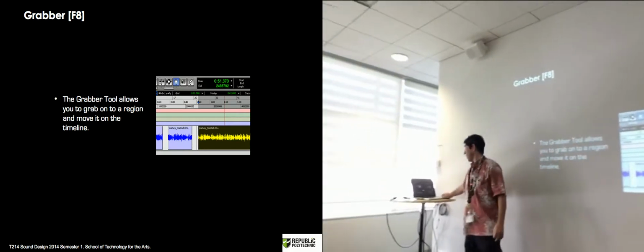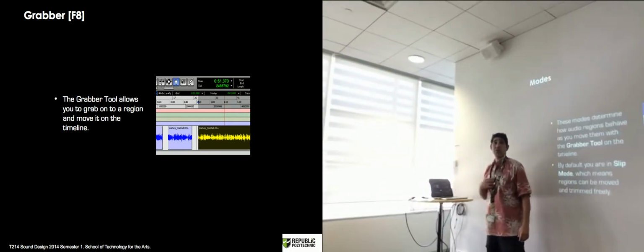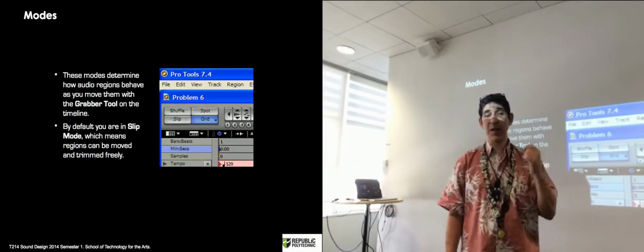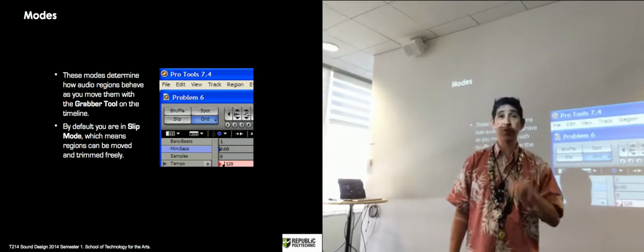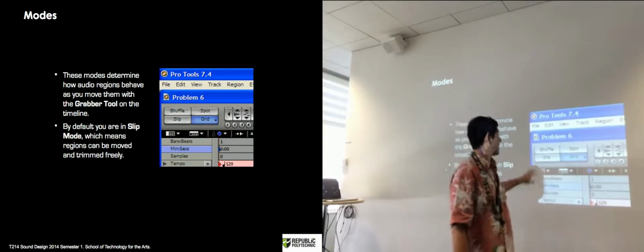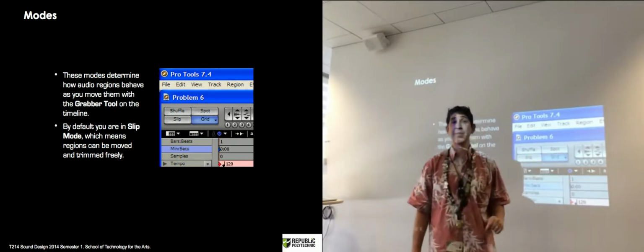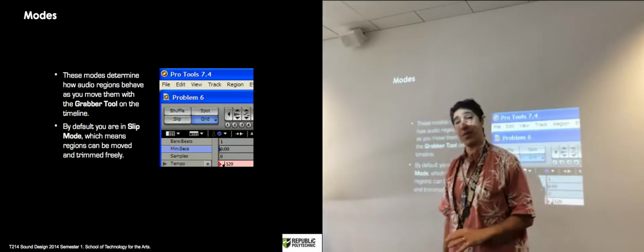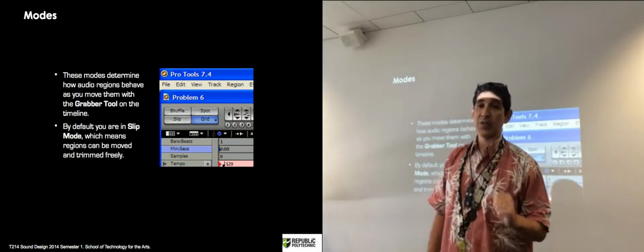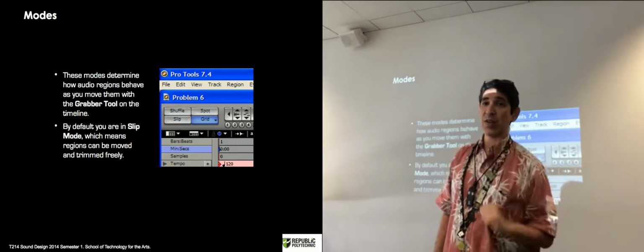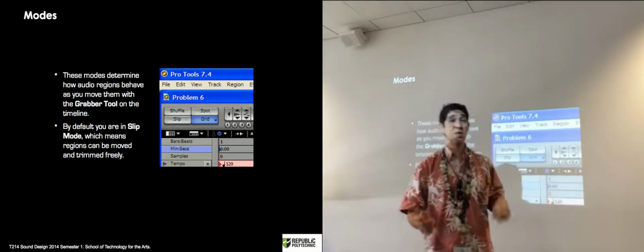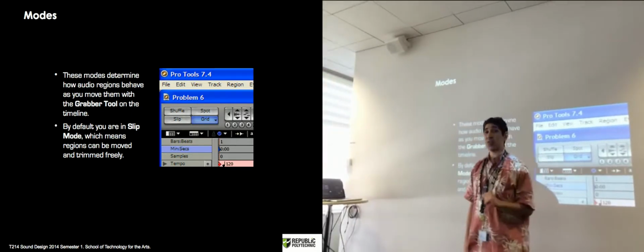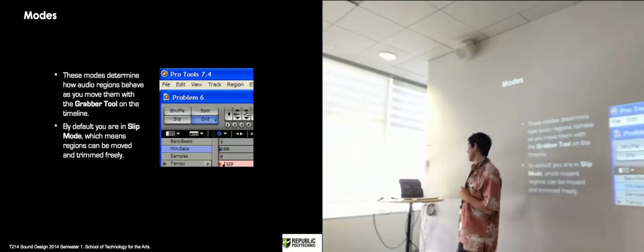Now, the next thing is modes. What you may have noticed is that modes affect how you can edit. Now, there's 4 different modes in Pro Tools, and you'll see the modes that look like this in the upper left-hand corner. There's slip, shuffle, spot, and grid. And these are very, very important to know. So by default, you're in slip mode. And this allows you to move your audio tracks anywhere very easily. But the downside is you can't get too precise with it, which is why we have the other modes.